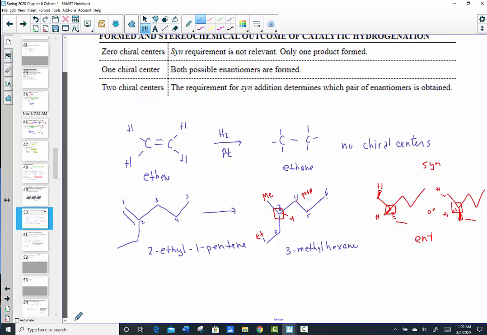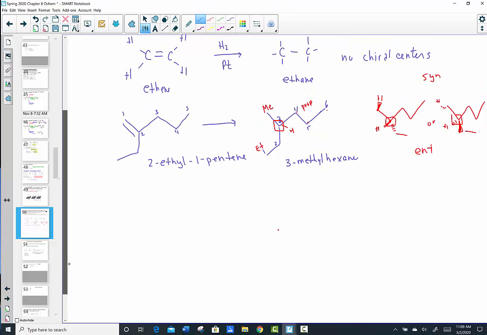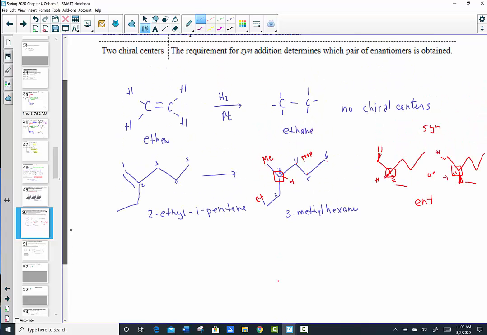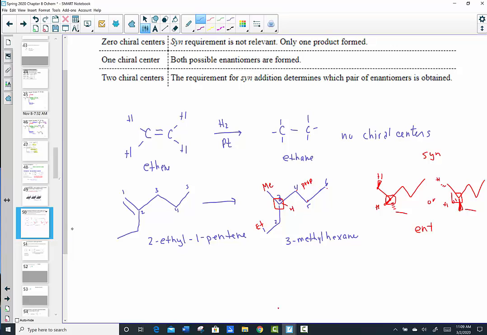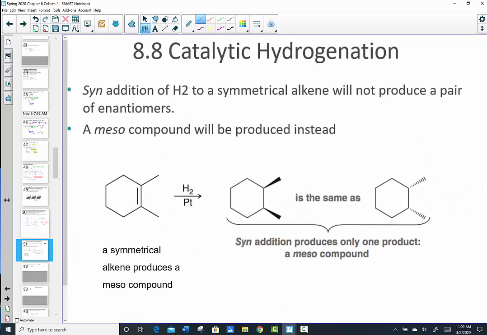If you have two chiral centers, the syn addition determines which pair is obtained just based on the stereochemistry of syn. And so with that example, I'll have some worked up and we'll go through those. How about right here? The syn addition of hydrogen to a symmetrical alkene will not produce a pair of enantiomers if a meso compound is produced instead.